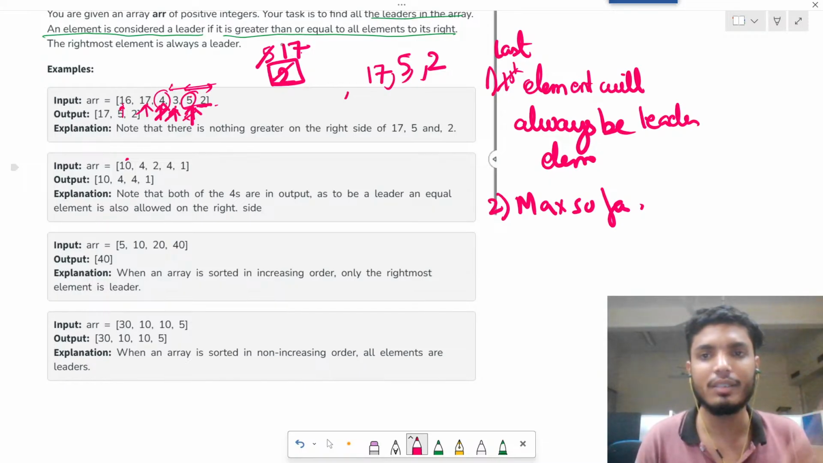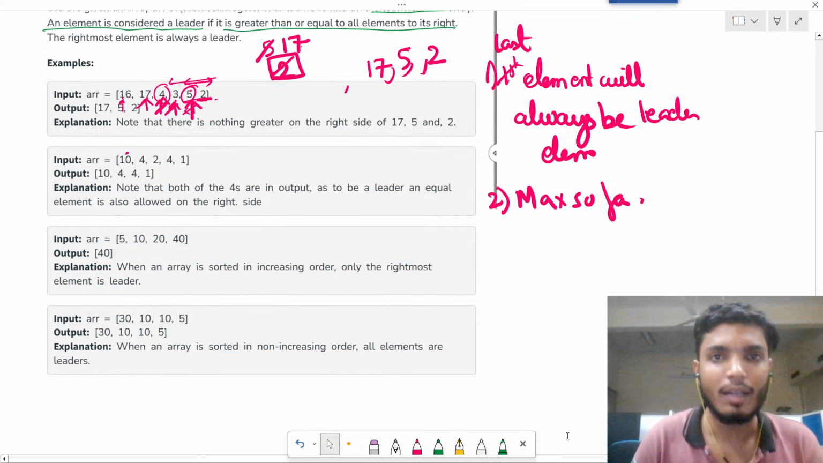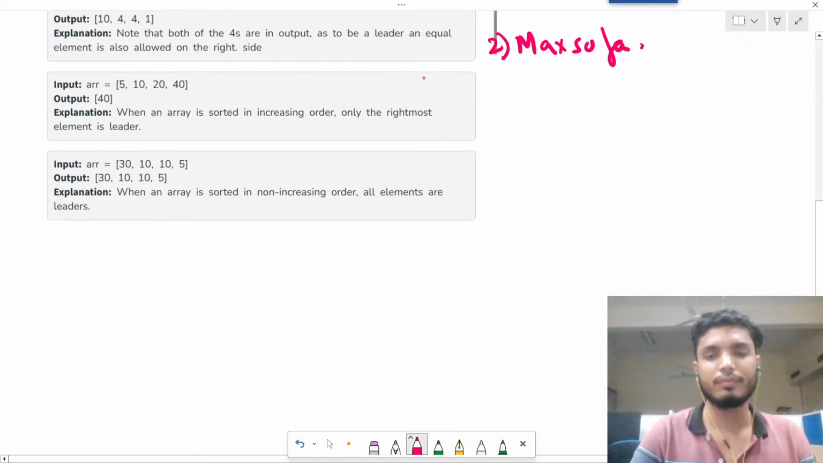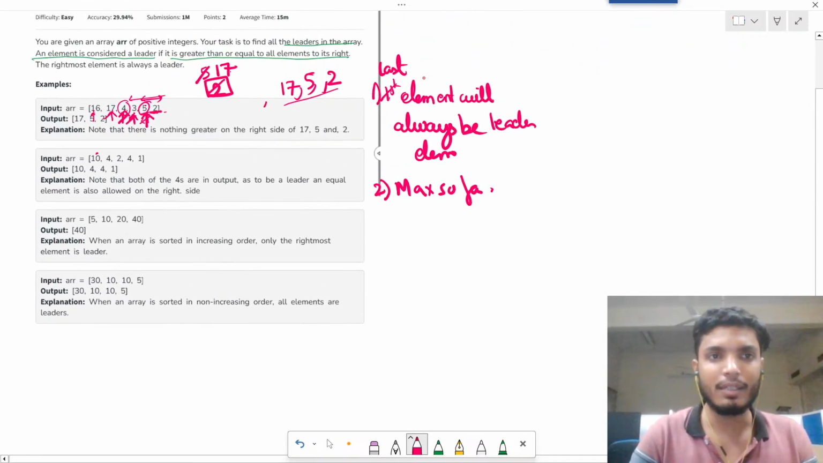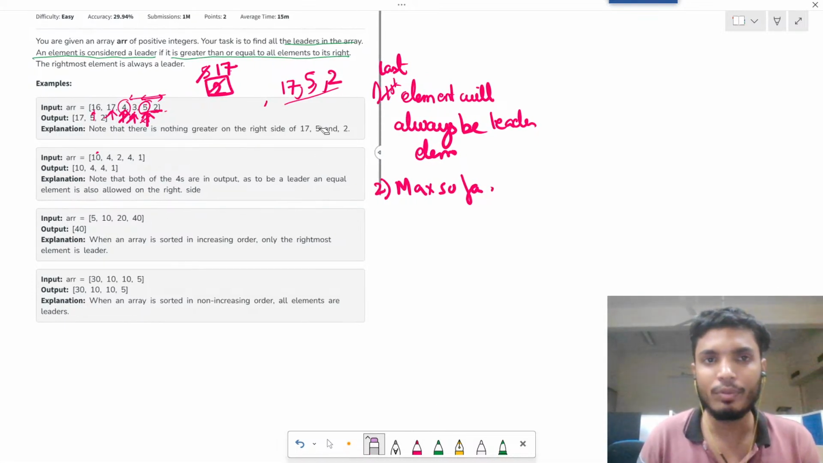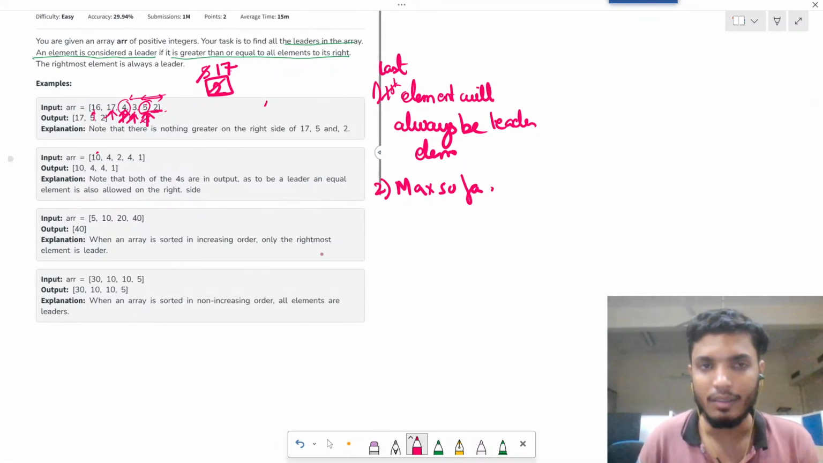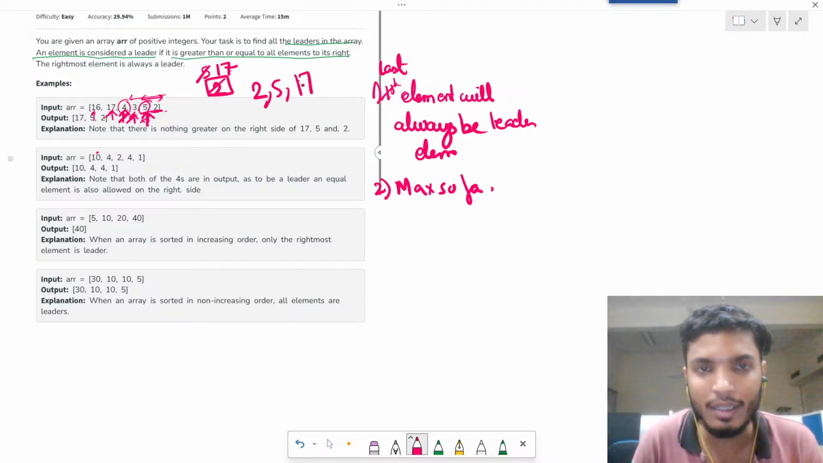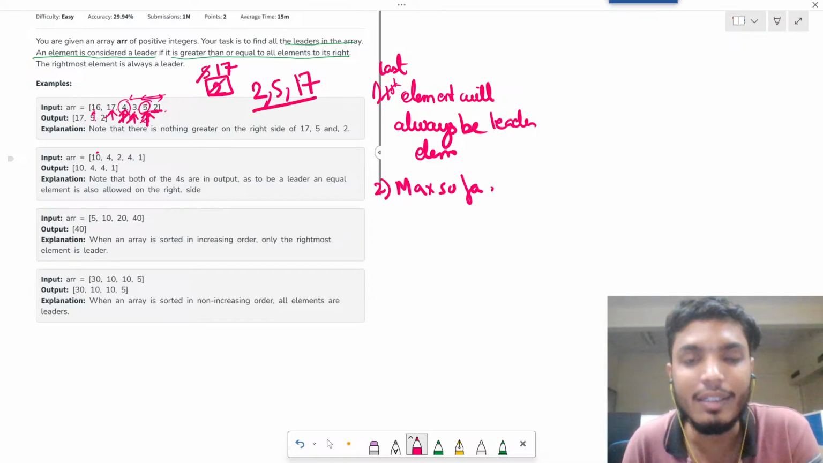So 16 is not a leader. So this is the thing. And so what I got is 17, 5 and 2. Okay. So let me again, what I will be putting is, first I will be putting in the vector 2, after that I put 5 in the vector, after that I put 17 in the vector. So I am putting in the vector this way.